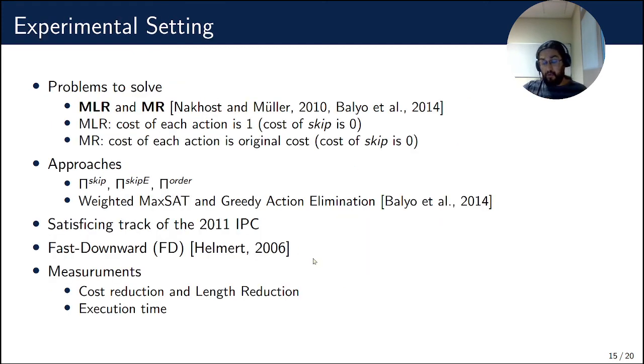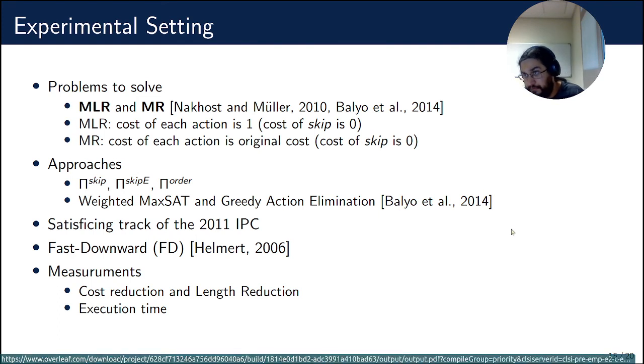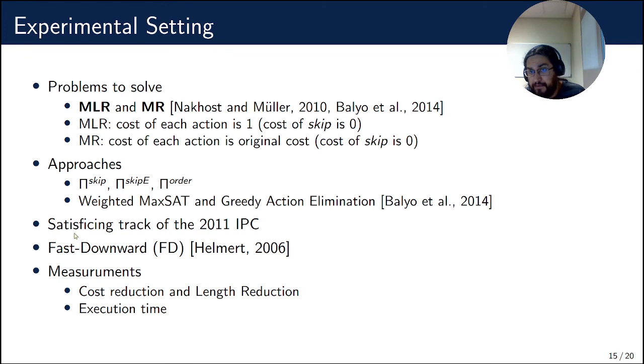So we experiment with these compilations. We try to solve the minimal length reduction and minimal reduction problems. We use the PSkip, the enhanced compilation, and POrder compilation, and we compare the results of our approach with a weighted max-SAT approach and a suboptimal greedy approach to solve the same problems. We use as input instances with plans of the satisficing track of the 2011 IPC, and we use the Fast Downward planning system. We measure the amount of cost or length reduction achieved and the execution time.